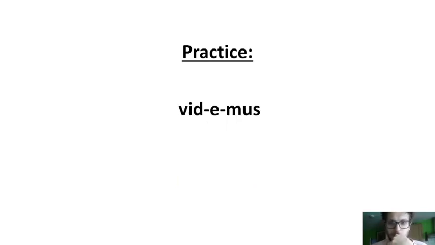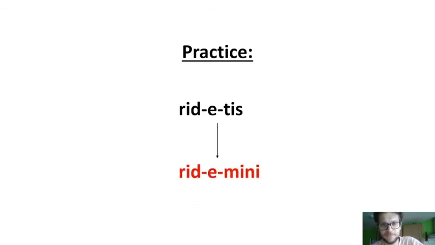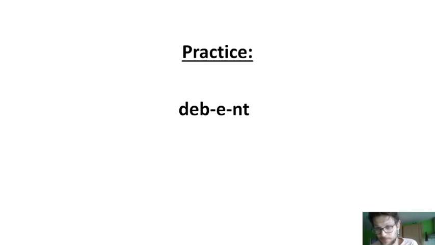Next one. Videmus. So first person plural, meaning we, becomes what? In passive voice. 3, 2, 1. Videmur. And then videtis, second person plural. Okay, and that's obviously videmini. And finally, debent. Hopefully you've got the hang of this now. The ending would be debentur.